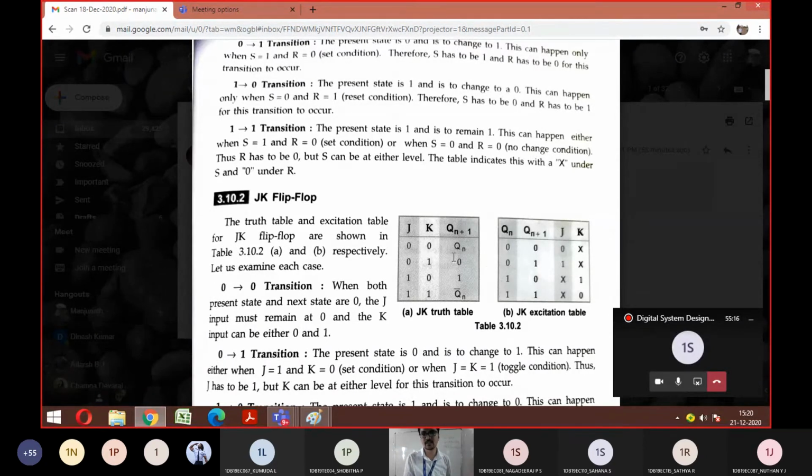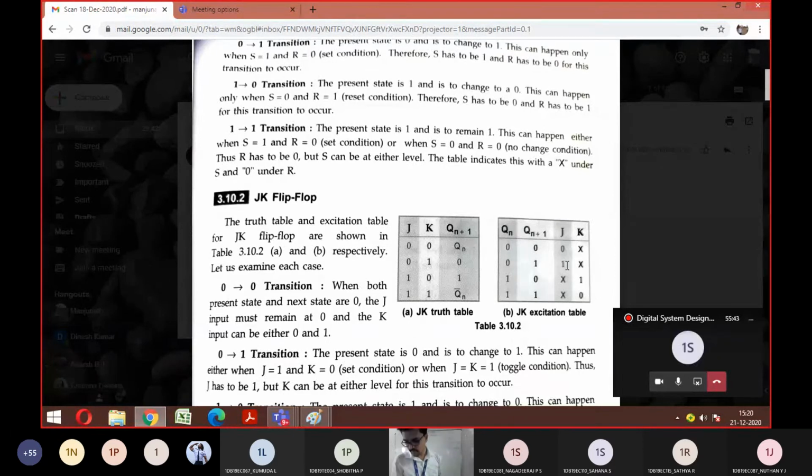So again 0, 0 means it remains the same. Qn, the previous state, no change. So 0, 1, again 0, 1, 0, again 1. So for the 1, 1 condition, you will get Qn bar. It means if this Qn is 0, you'll get 1 here. It means it is toggling. Is it toggling here? Yes, sir. Okay. So now look at the excitation table and can you tell me what the equation is now?